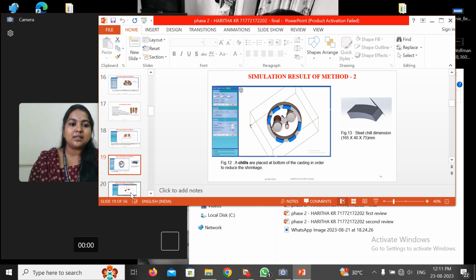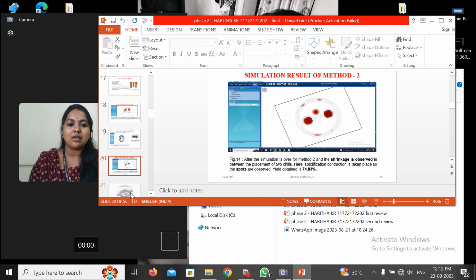And simulation of method 2, the same design component, only the chill is placed. I am using steel chills, 6 chills, at the hollow circular ring. I am placing the chills at the bottom of the casting in order to reduce the shrinkage level. So this is about the simulation result.